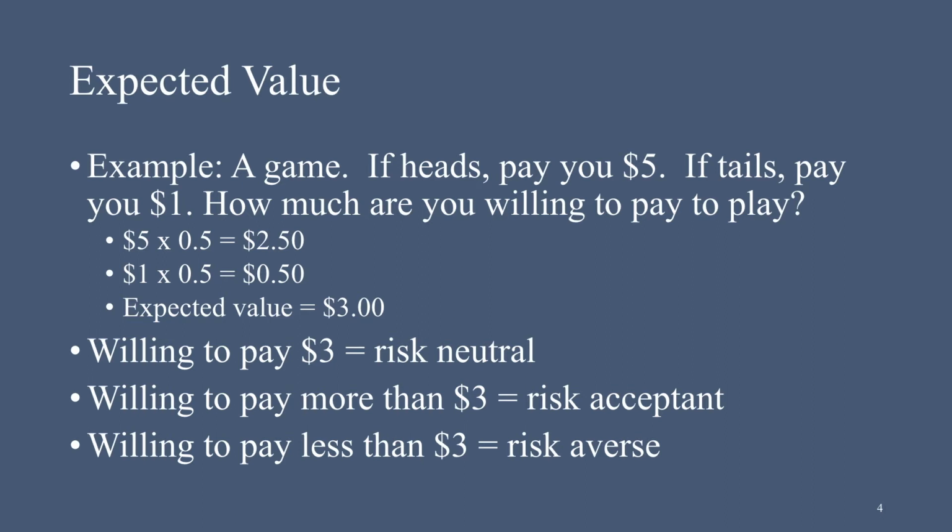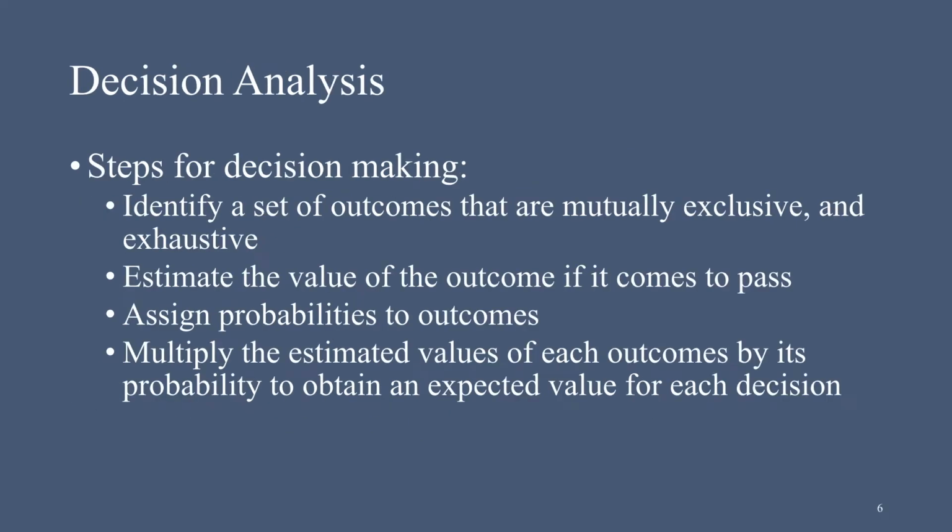Now if you said, hey, I'll play that game for $3, that means you're risk neutral. But you might have said, well, I'm willing to pay $4 to play. In that case, you're risk acceptant. Finally, maybe you said, I'll play, but only if I pay $2, in which case you're risk averse. So notice, the question was how much are you willing to pay, and that depends on your level of risk aversion. For most of the calculations we're going to do in this class, we're going to focus on giving advice based on being risk neutral.